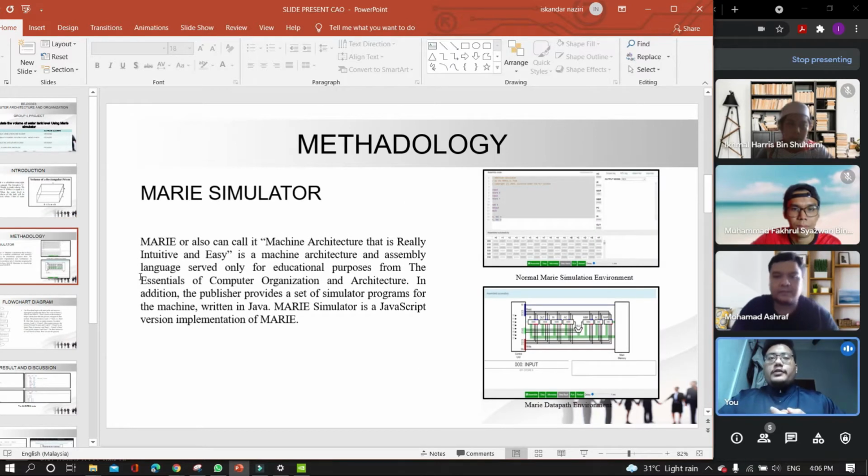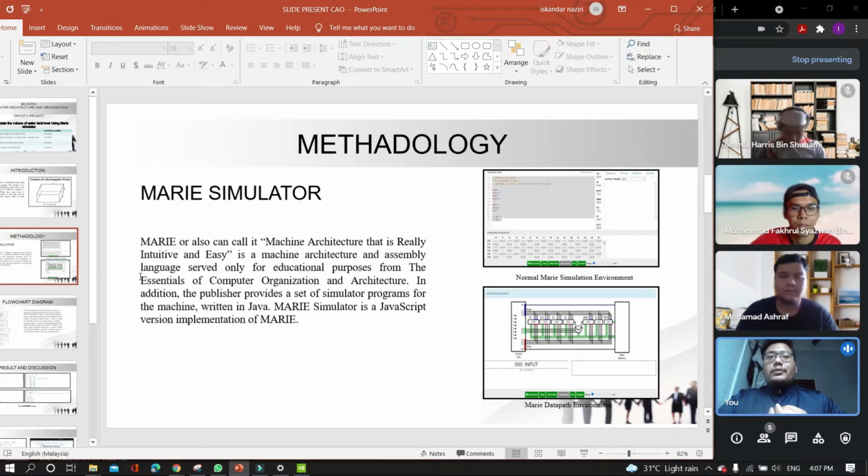For the methodology, we use the MARIE simulator. MARIE stands for machine architecture that is really intuitive and easy. MARIE simulator is a machine architecture with assembly language that serves for educational purposes. The simulator provides a set of simulator programs for the machine, written in Java. The JavaScript version is an implementation of MARIE.